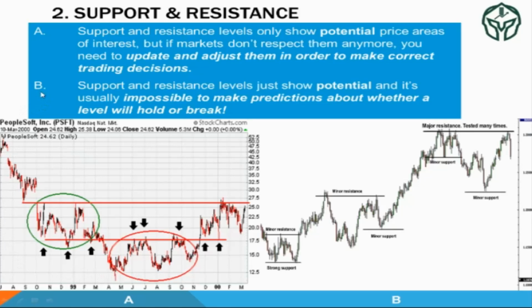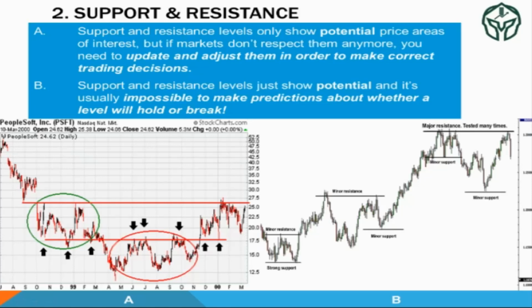Support and resistance levels just show potential, and it's usually impossible to make predictions about whether a level will hold or break. So what that means is use support and resistance as one of your confluence factors, but do not use it as your overall strategy. Make sure to use something like a VWAP, RSI. You gotta be researching, looking at fundamentals. Is there a news catalyst?